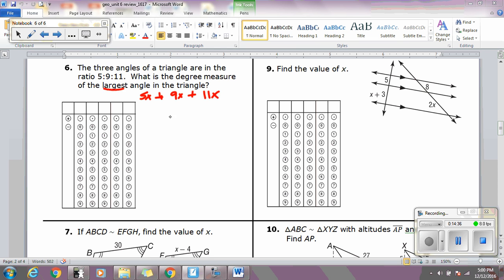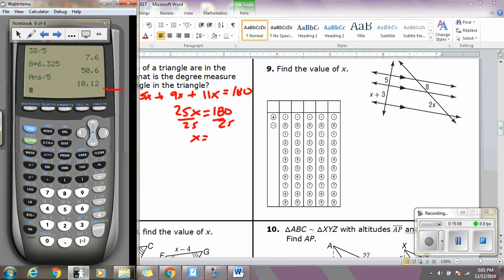And since these 3 represent angles, what is the total of the angles in this triangle? 180. Please don't forget that. So that's the sum of the angles. Now we can combine our x's. 5 plus 9 is 14, plus 11 would give me 25x is equal to 180. Now we're going to divide both sides by 25. So x is equal to 7.2.